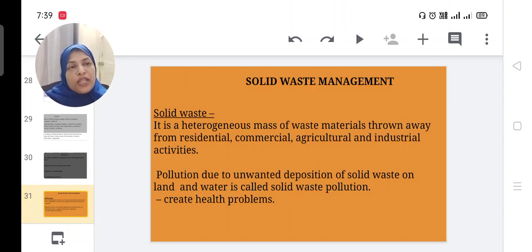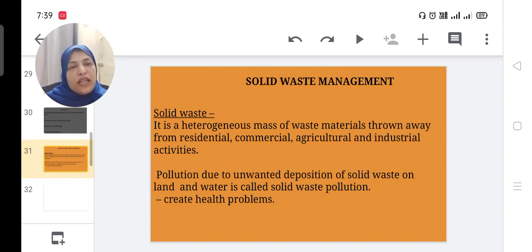The next topic is solid waste management. What is solid waste? It is a heterogeneous mass of waste materials thrown away from residential, commercial, agricultural and industrial activities. Pollution due to unwanted deposition of solid waste on land and water is called solid waste pollution. It creates health problems.